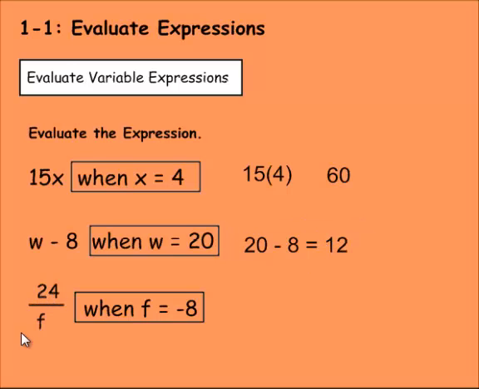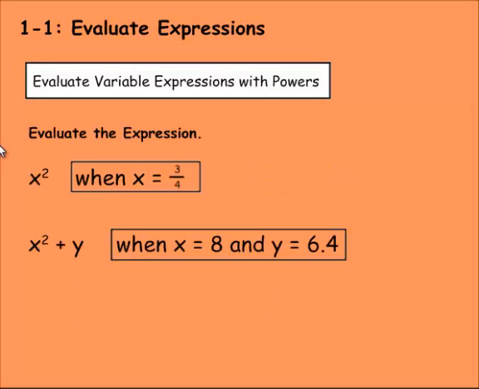Now we have 24 divided by f, and f we know is negative 8. So if we're going to solve that one, we need to just plug in negative 8 for f. 24 divided by negative 8. If we solve that, that would give us 3, and then that would be a negative 3 because it's a positive and a negative.